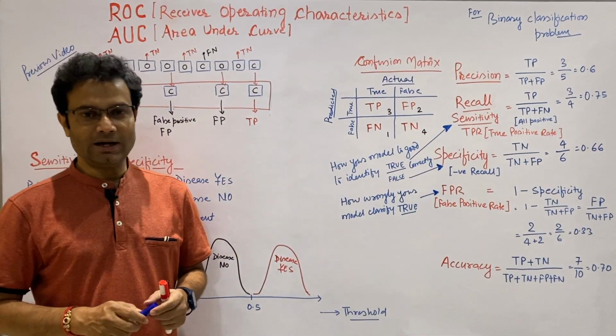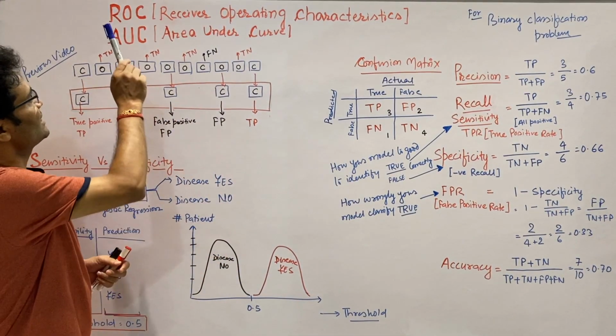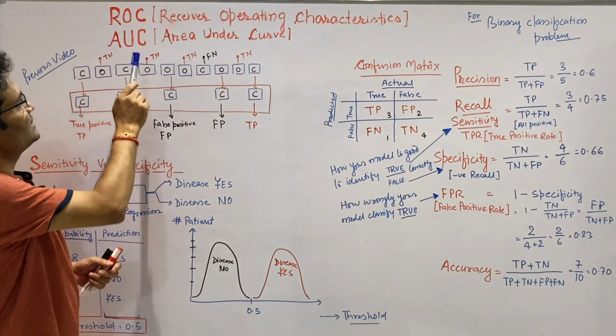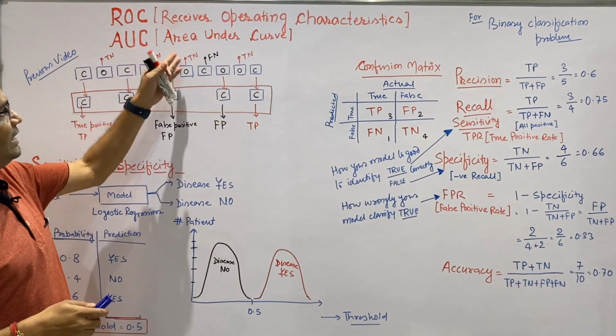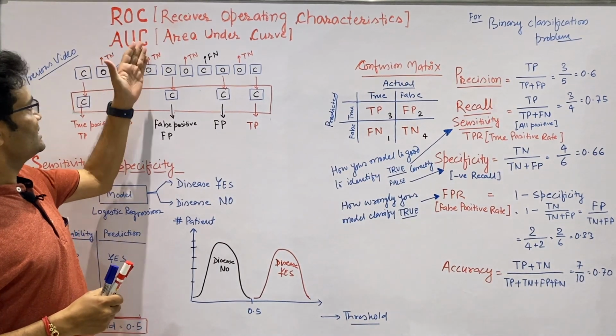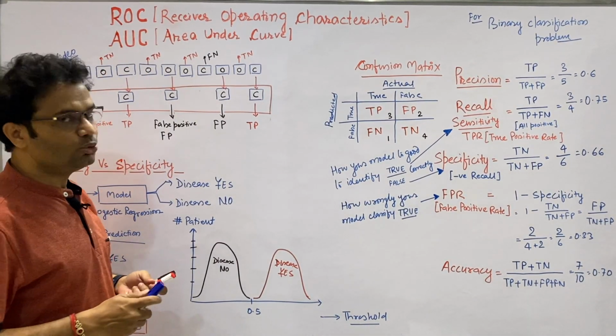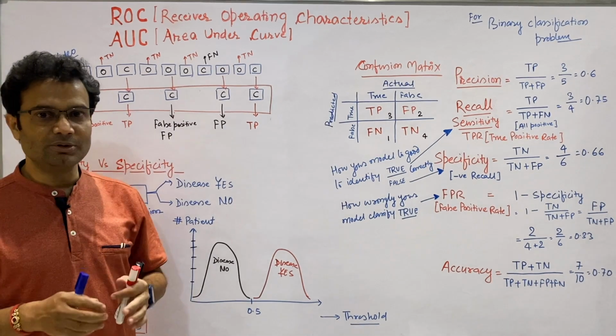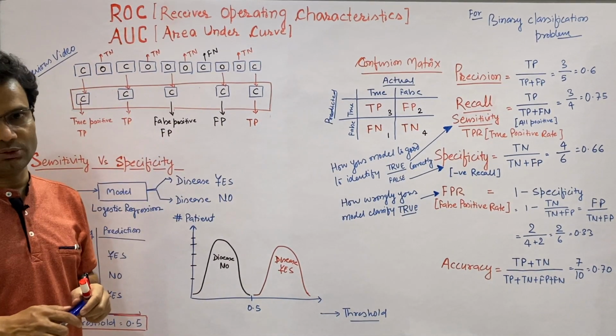In this video, I am going to talk about what ROC is and what AUC is. AUC means area under the curve. But before getting into these things, how they are used in data science, and what the purpose of finding the ROC and the AUC is.